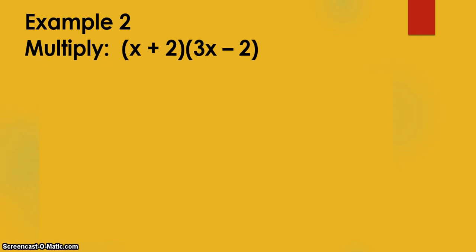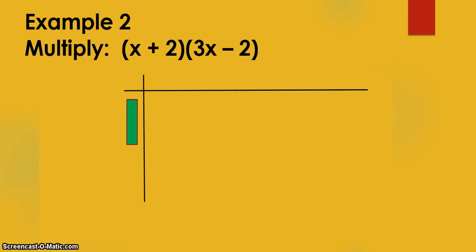Let's try a second example, only this time we'll include a negative number. Once again, we'll draw our t-chart. On the left-hand side, we draw x plus 2. And across the top, we want to draw 3x minus 2. 3x, 1, 2, 3x bars. Now careful, with the negative, remember we want to draw the red bars.